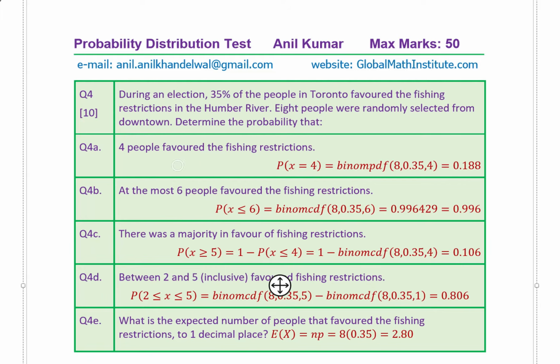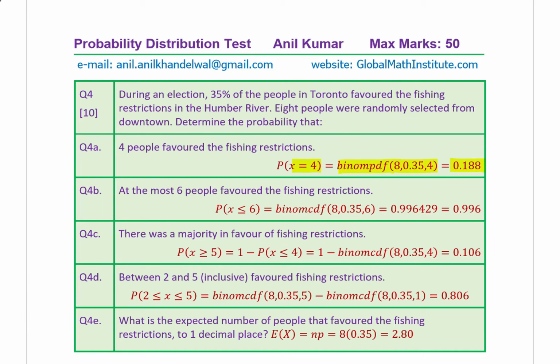First one, 4 people favored fishing restrictions. So for x equals 4, we can use the binomial function binom PDF. So the PDF function can be used with 8, 0.35, and 4 as the parameters to get the answer as written here. Correct?